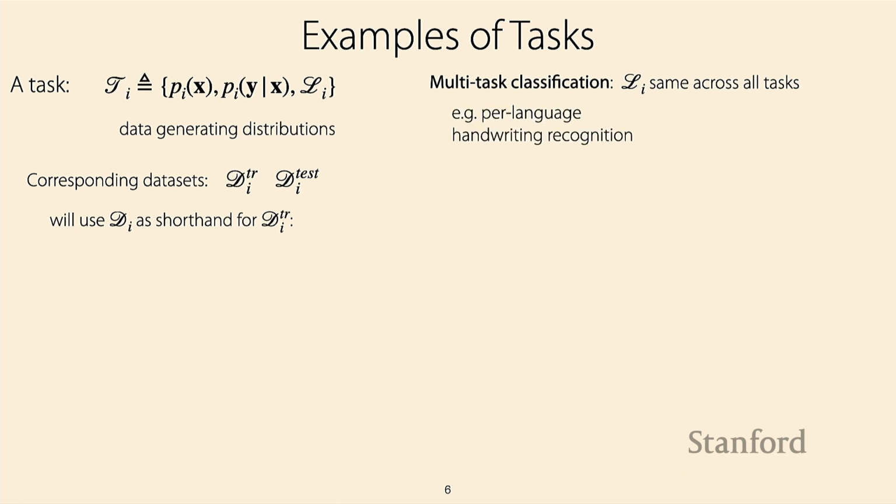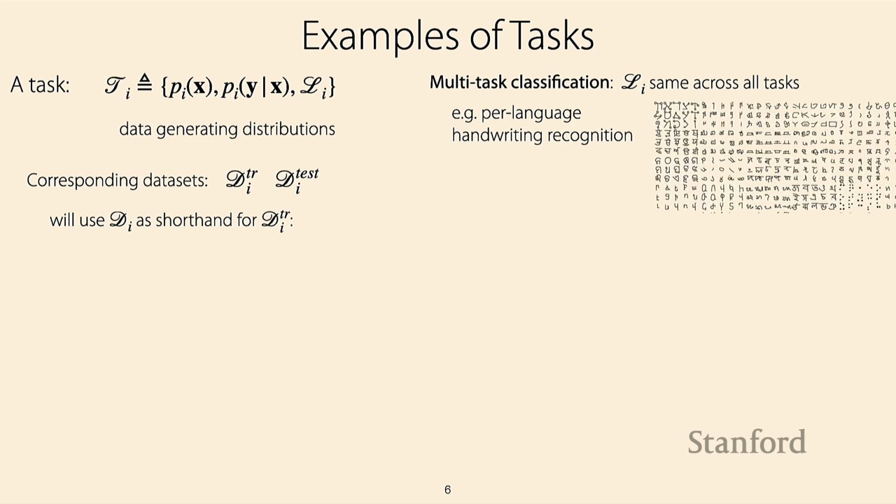And for example, this could be something where we want to be able to recognize handwriting in different languages. So each language will correspond to a different task. And you could have a data set that looks like this. This is actually the Omniglot data set, and you have different alphabets or different languages. And so in this case, you're going to have a different p(x) distribution, a different p(y given x) distribution, because the characters themselves will look different, and also the label given those characters will be different for different languages. But the underlying loss function will be the same because it's all still a classification problem.